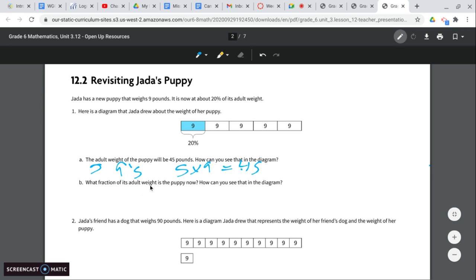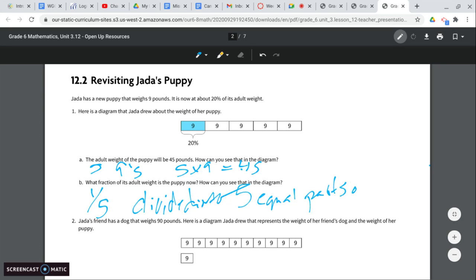What fraction of its adult weight is the puppy now? How can you see that in the diagram? Well, it's 1/5, and we can see that because it's divided into 5 equal parts of 9.